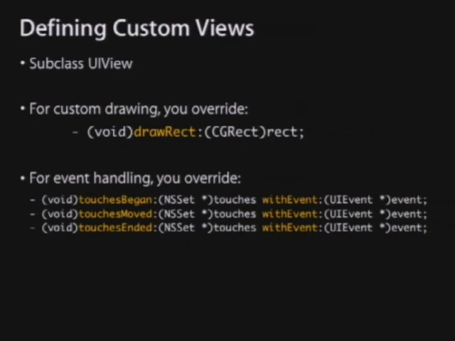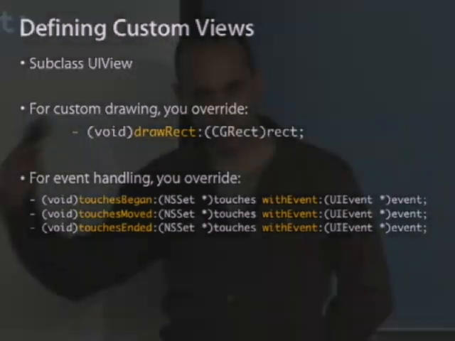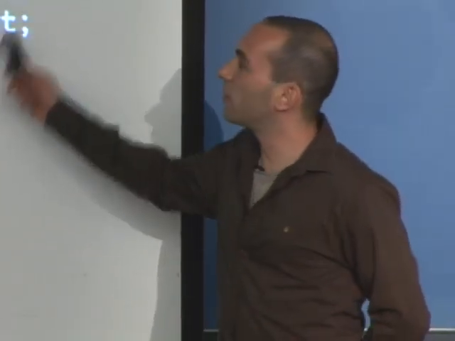So, defining custom views. You subclass UIView to start, and you get all the functionality of UIView. If you're just drawing, the main method you're going to override is called drawRect, and it takes one argument, a CGRect. The other methods you can override, if you like, are touchesBegan, touchesMoved, and touchesEnded. Those are all from UIResponder, but of course UIView is a subclass of UIResponder. Inside of these, you can handle any touch events.